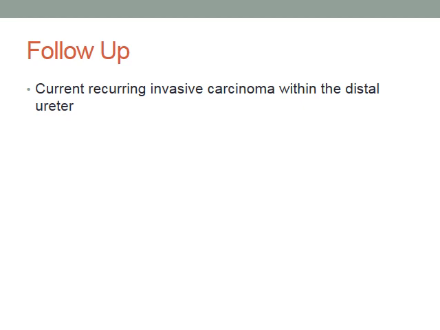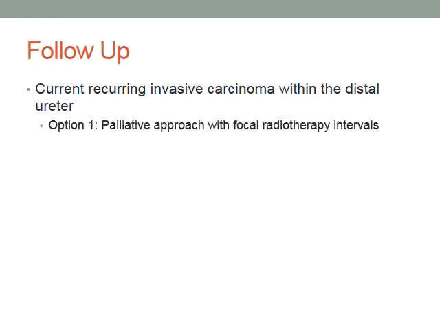Since the patient is dealing with recurring invasive carcinoma within the distal ureter, his primary physician gave him three options. The first option would be a conservative approach wherein no definitive therapy would be undertaken, and they would, at stages, plan to solve issues of obstruction to the urinary system either from the distal ureter or from the urethra.